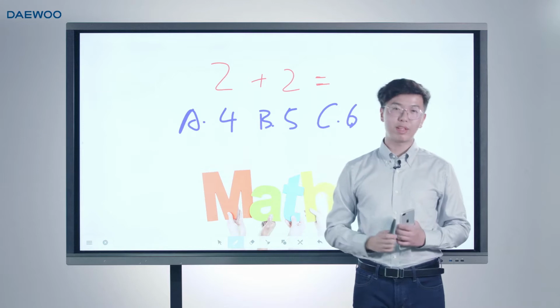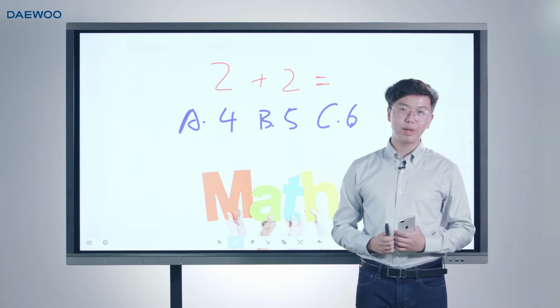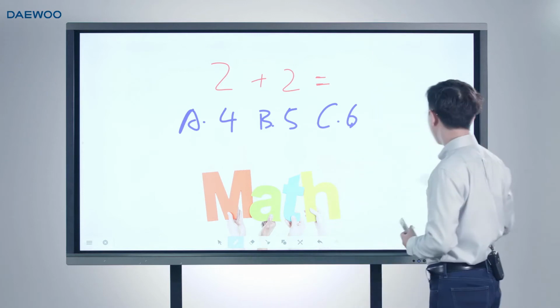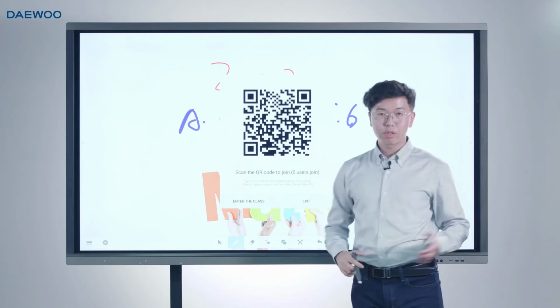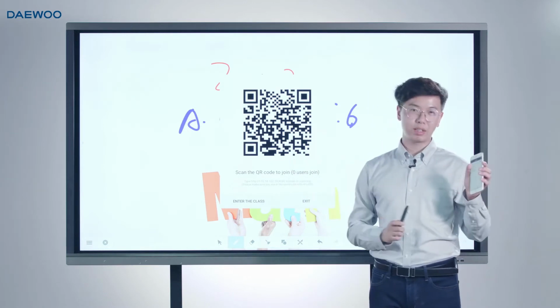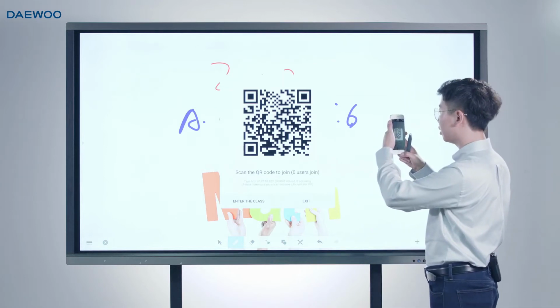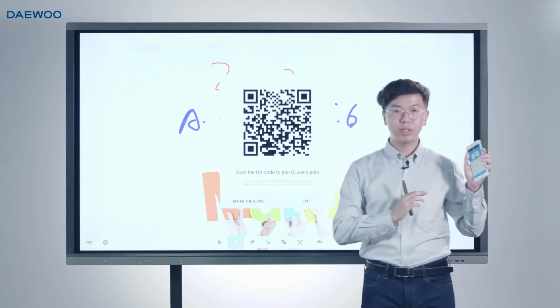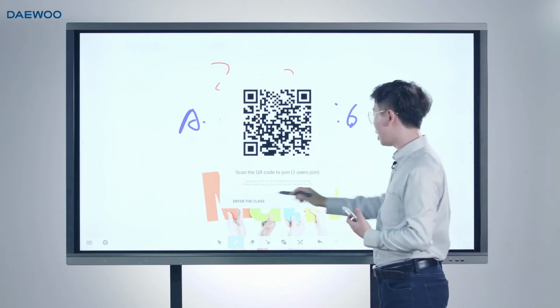Besides the basic writing function, we keep thinking how to better engage the students in the class. That's why we developed the Air class. Just make sure the students' mobile devices and the big panel are connected to the same network. Use the camera to scan the QR code and input the student's name. In this way, we can enter the class.